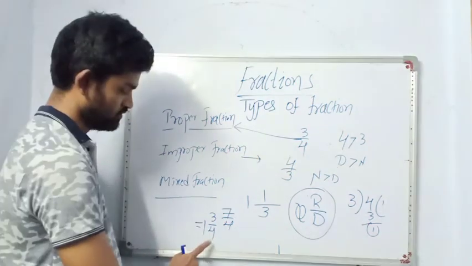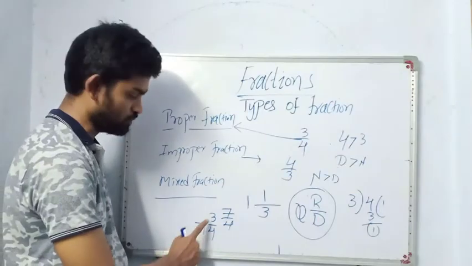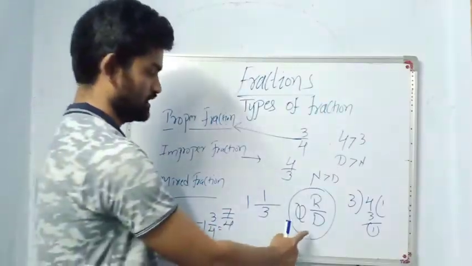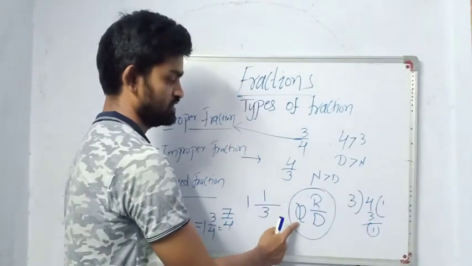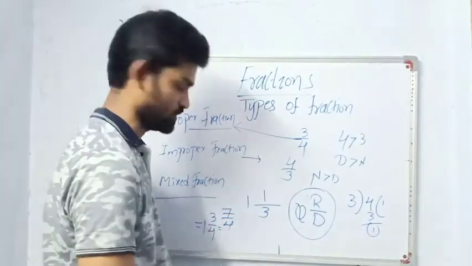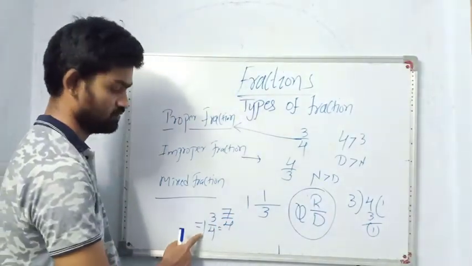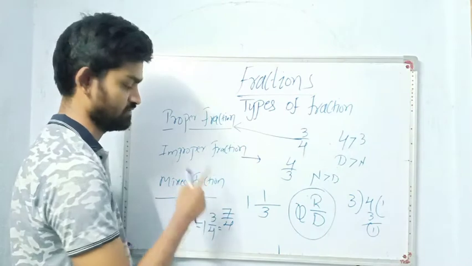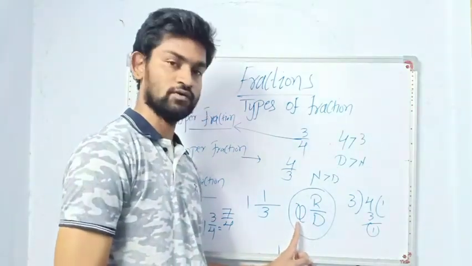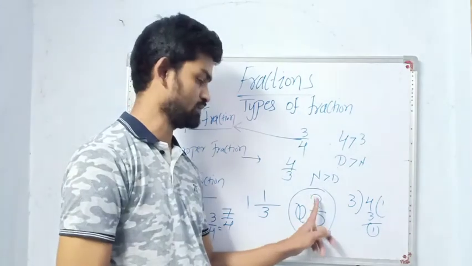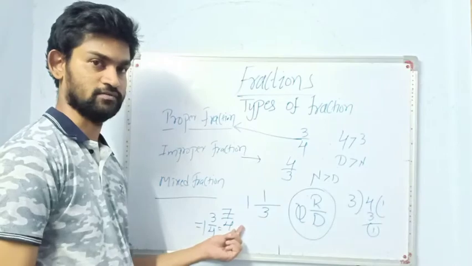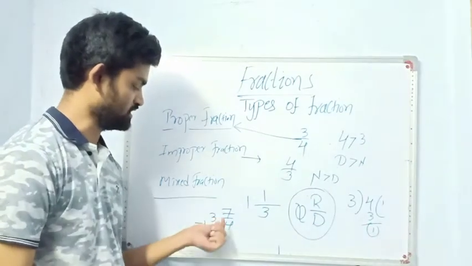Divisor is 4. 4 ones are 4. 4 plus 3 is 7. We have to add. Multiply these two: coefficient and divisor. Add remainder. That is, see, 4 into 1, 4 plus 3 is 7. Coefficient into divisor plus remainder gives us the mixed fraction again. See, 1 3 by 4.